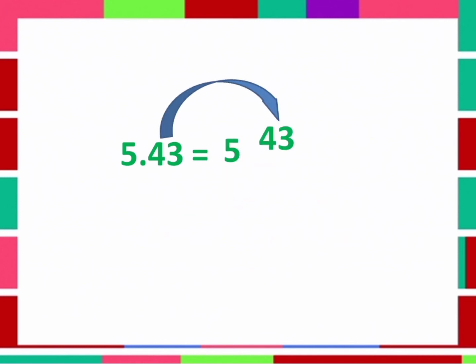Another one, 5.43. So 5 in here, 43 will be the numerator. And there are 2 digits after the decimal point. So the denominator will be 100. Therefore, 5.43 is equal to 5 and 43 over 100. Easy, right?